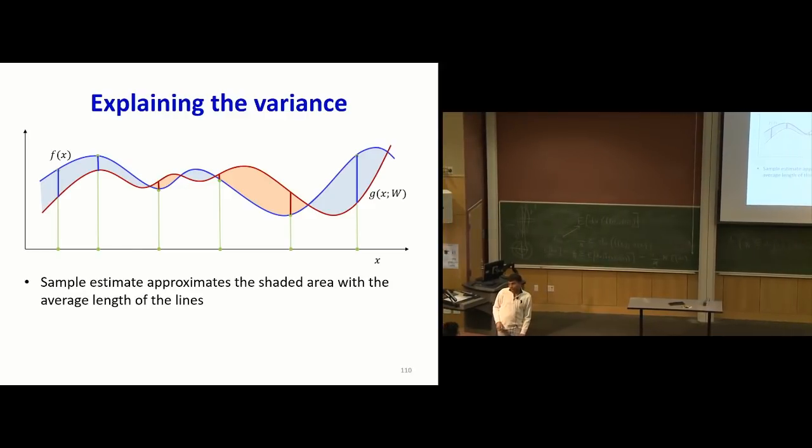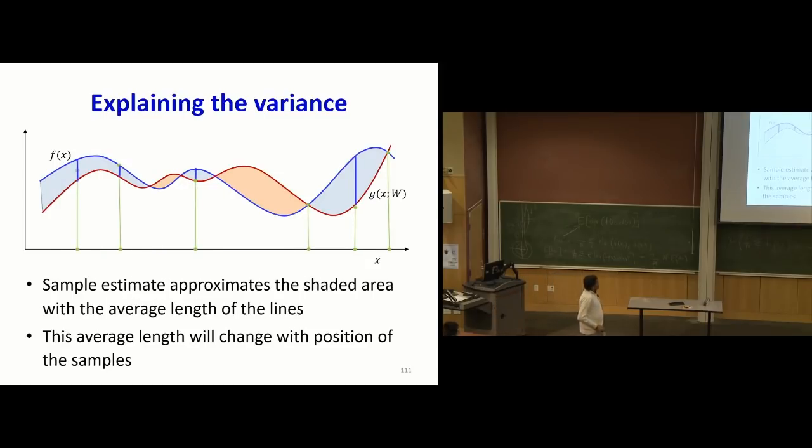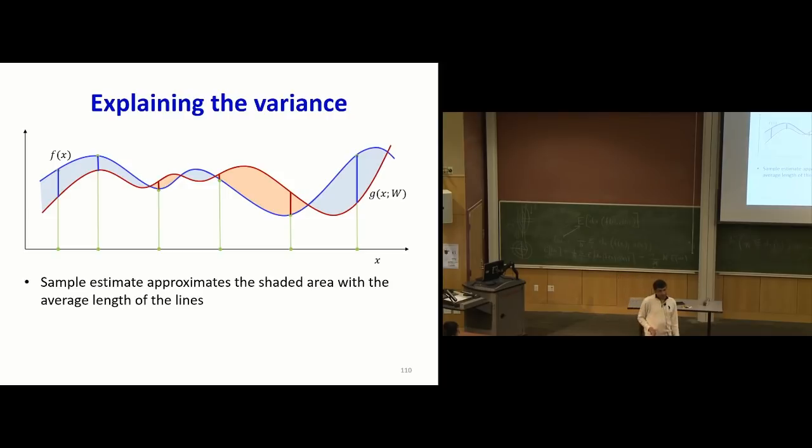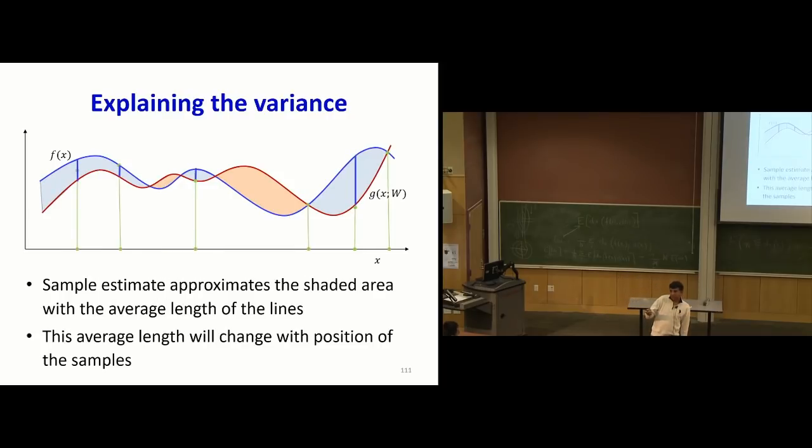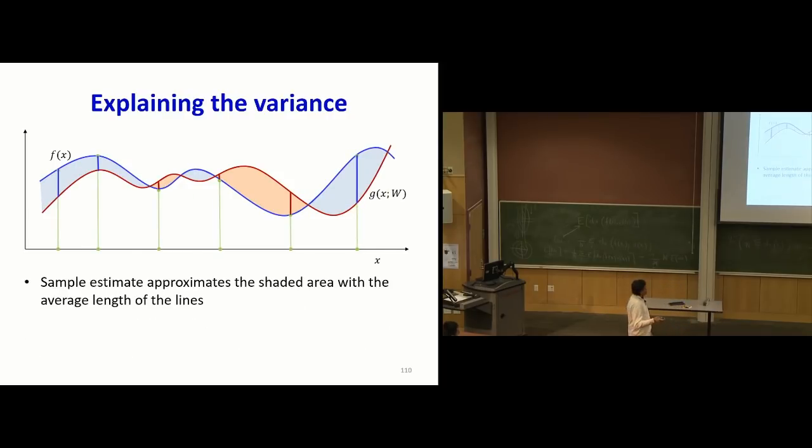And if you minimize the average length of these lines, you hope that the red curve is going to get closer to the blue curve. That's what training really does. But then here is the problem, right? The average length of these lines that I get is going to change with the training set I choose. So here I have some average length.